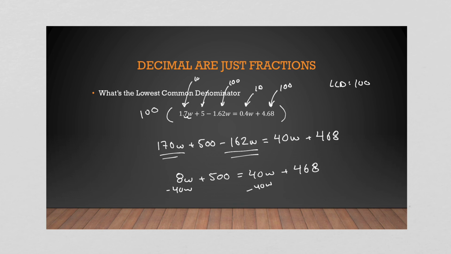And at the same time, I'm going to get my numbers together. So minus 500 minus 500. So I get negative 32W equals negative 32. Divide both sides by negative 32, and you just get that W equals 1.